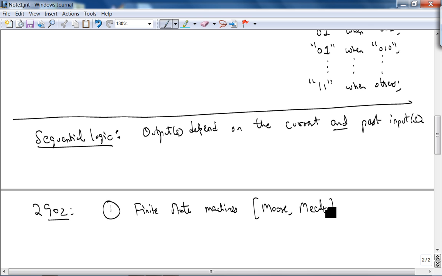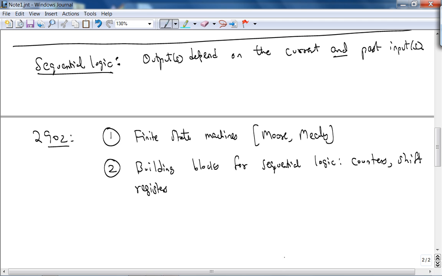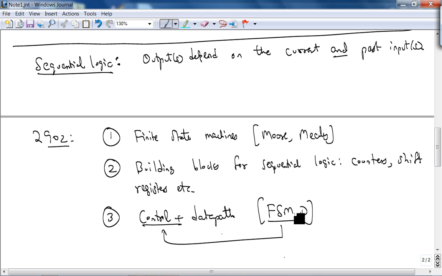We also looked at building blocks for sequential logic, which are counters, shift registers, etc. And finally, we emphasized the concept of what is called control plus data path, known in Chu's book as FSMD. So the finite state machine is the control, and the data path involves any sequential and/or combinational logic building block that helps the control.